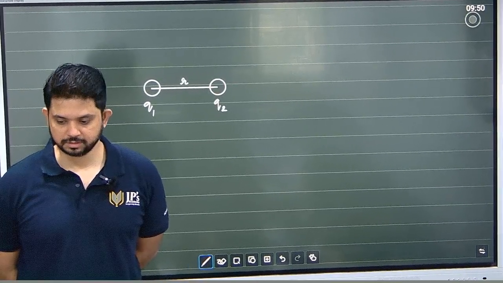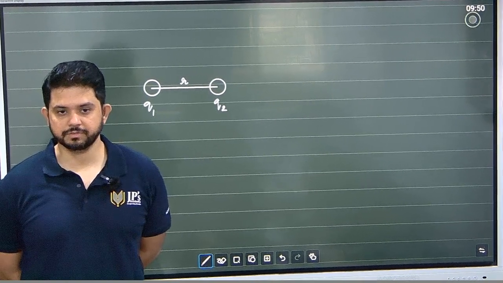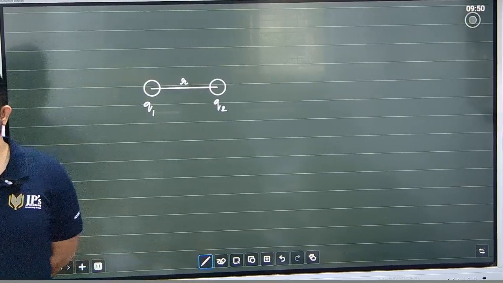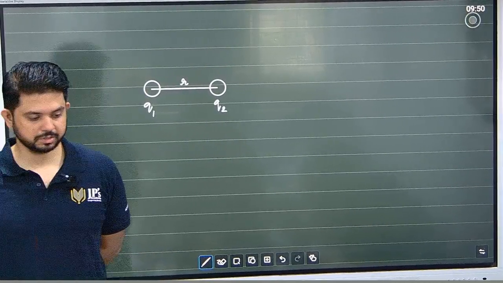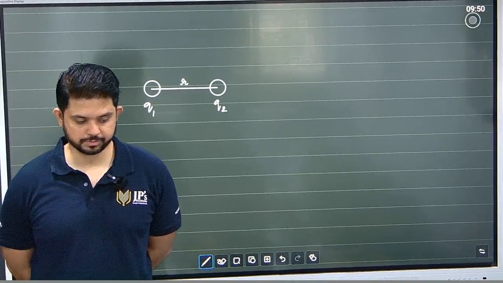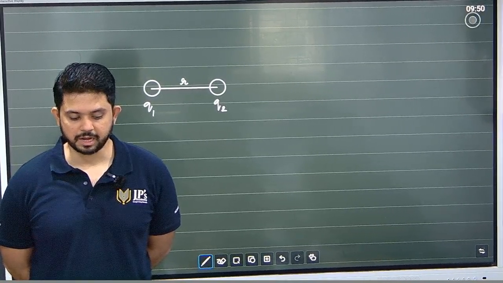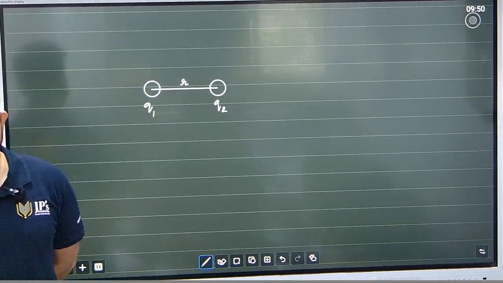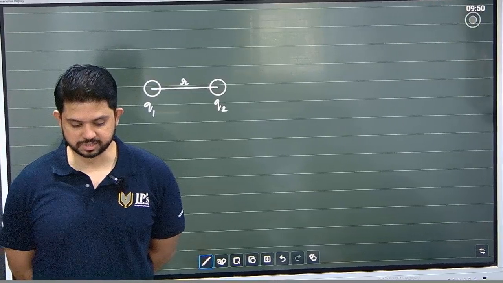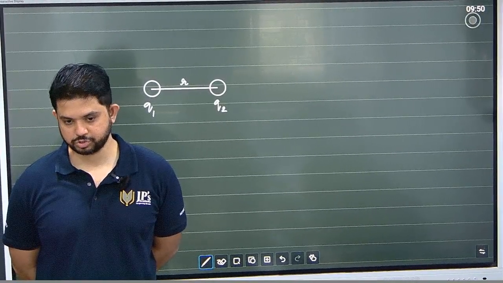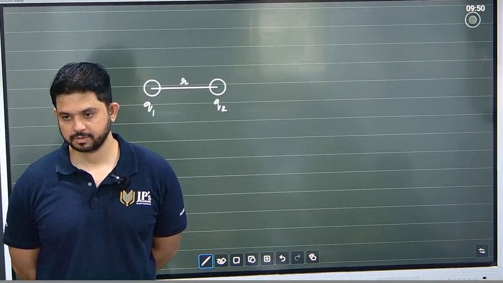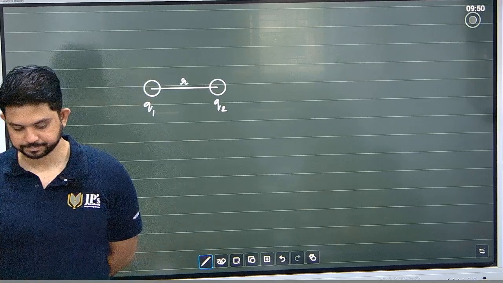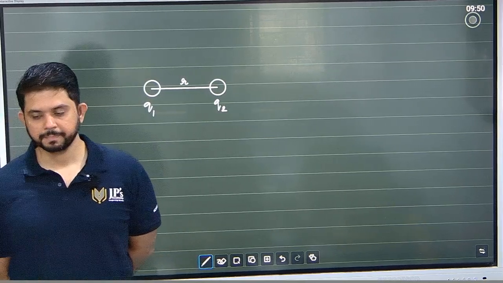Using the distance of closest approach. Underline the last 4 words. Distance of closest approach. With me till here?